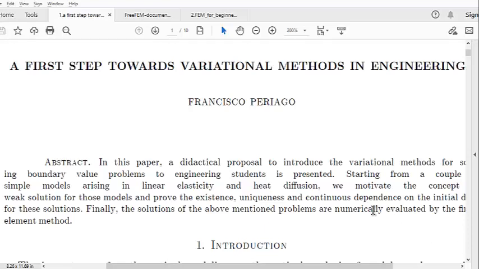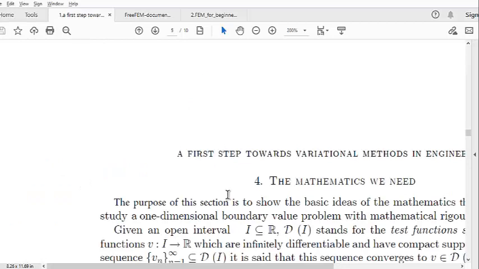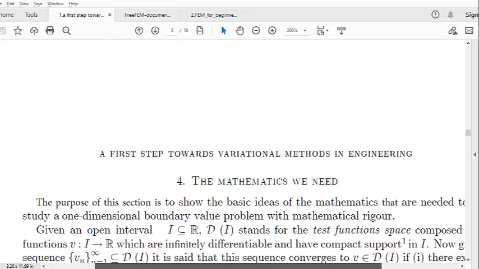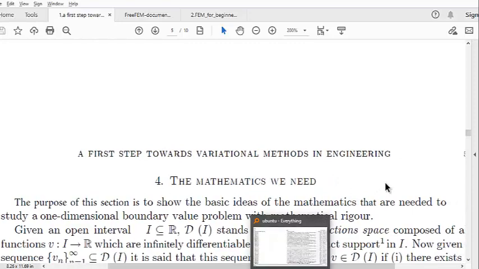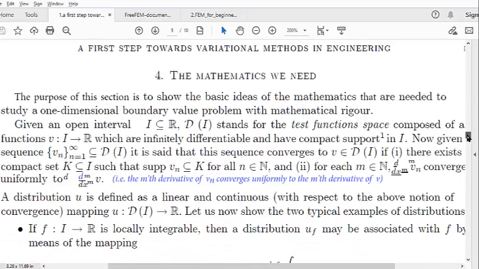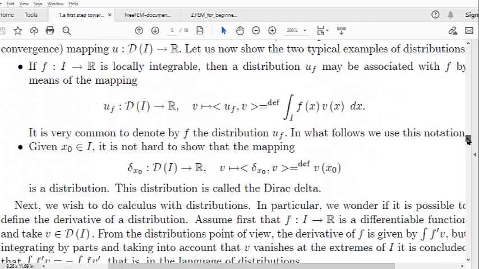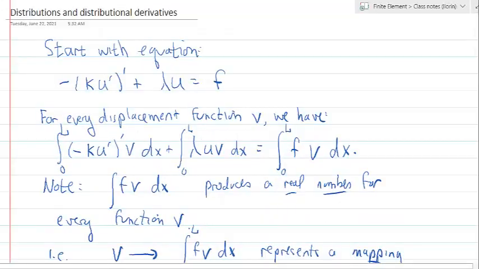Hi, in this video I'm going to follow the discussion in this reference, A First Step Towards Variational Methods in Engineering by Francisco Periago. There's a discussion on the mathematical background of the finite element method. In particular, I'm going to introduce the idea of distributions. I'm going to introduce this same material. You can refer also to this chapter for an alternative picture of the same ideas. All right, so let's go there.